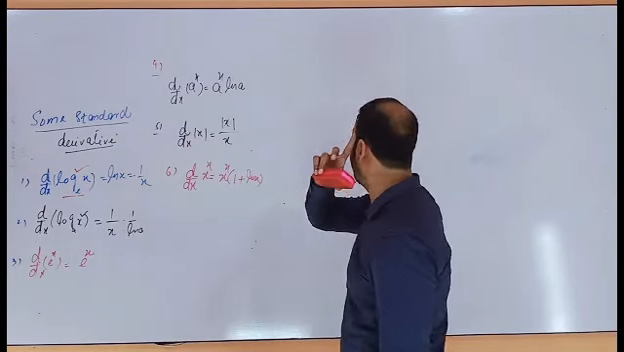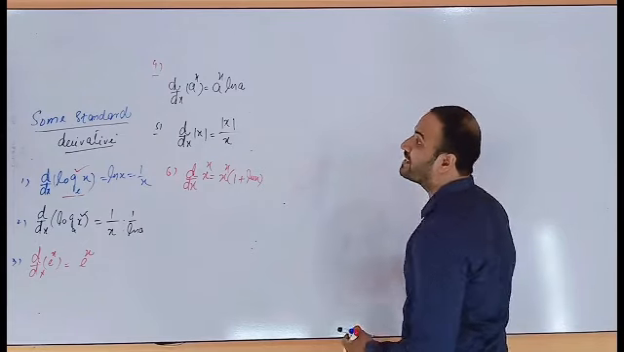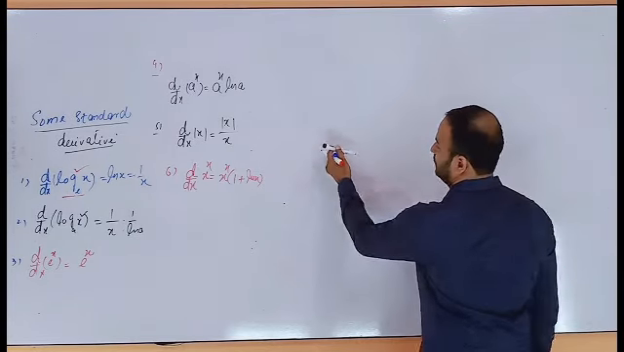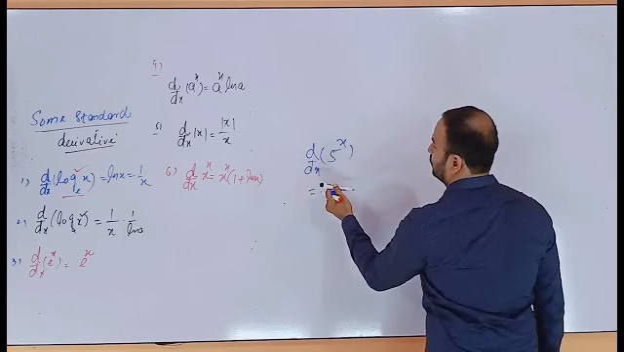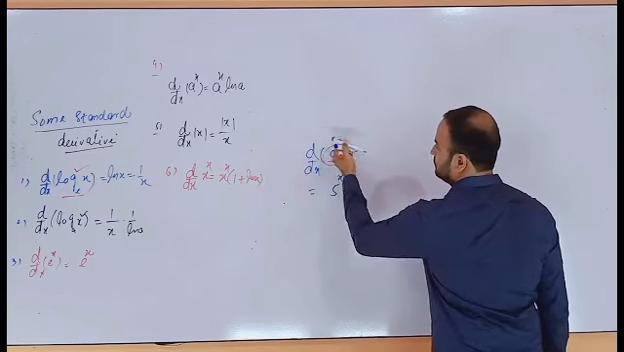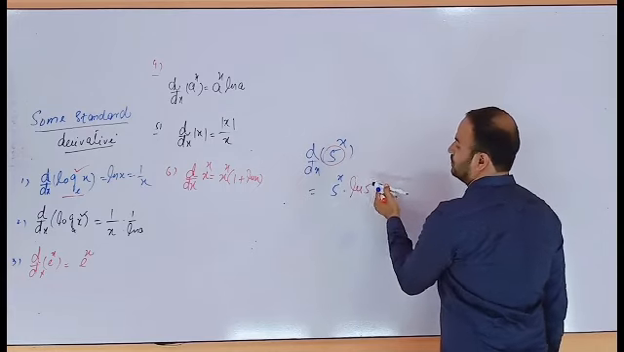Okay, what is the derivative of an exponential function when the base is a constant? Let's suppose 5^x, and you want to take the derivative of this function. So it is what? As it is. What is the base? Log 5.